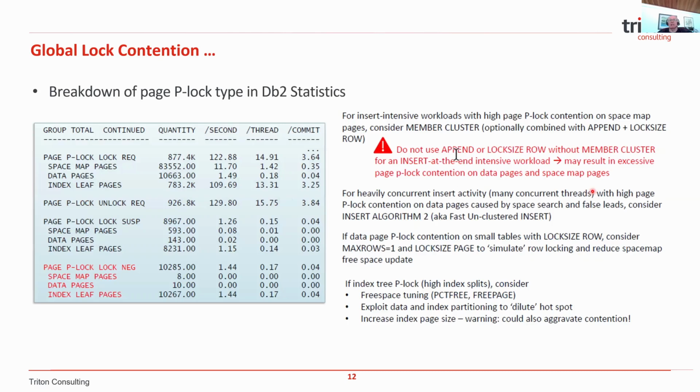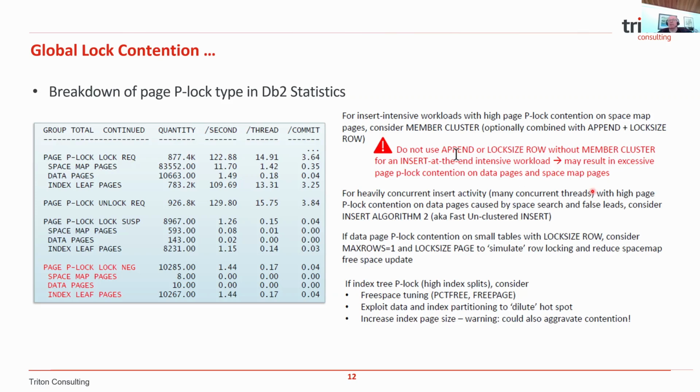Now, one of the things that's nice in the Db2 statistics trace is that when you've got excessive page P lock negotiation, you can see where most of those contentions are coming from. So in the picture there, again, an extract from an OMPE report, you can see in the bottom left-hand corner that when there are page P-lock negotiations, you can see how many were on space maps, how many were on data pages, and how many were on index leaf pages. So that will help you identify which is the constraining factor, the most significant factor, and determine what your tuning action might be.